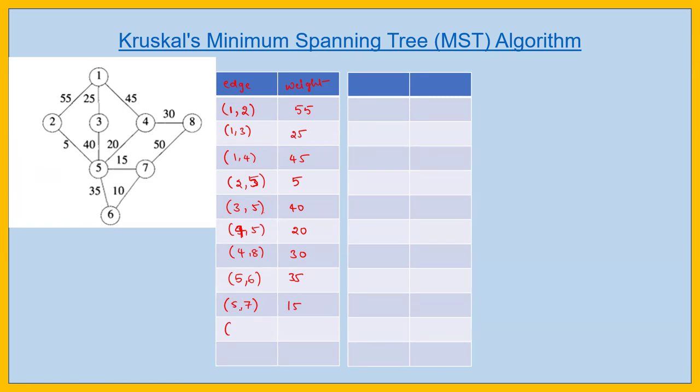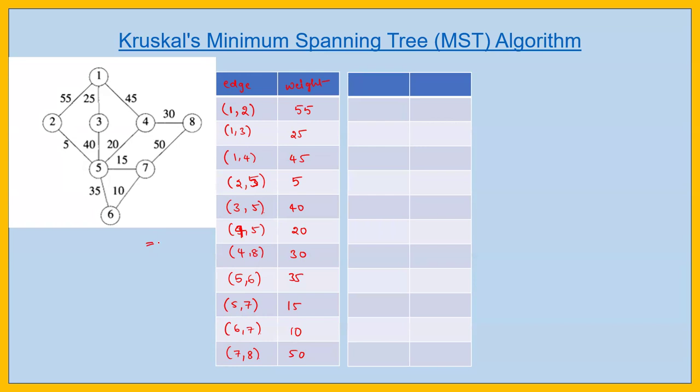Next, sorry, 5 to 7 is already included. Next, we need to test from 6. 6 to 1, 6 to 2, 6 to 3, 6 to 4, 6 to 5 already included. 6 to 7, we have an edge whose weight is 10. We have only one edge from 7 to 8, whose weight is 50. So I have collected all the edges from this given graph.